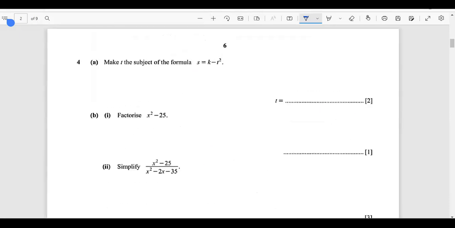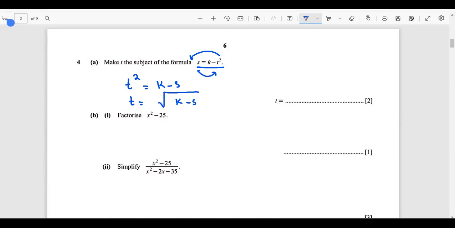It says, make T the subject of the formula S equals K minus T squared. Now we need to make T the subject of the formula. That means we need to separate T on one side. So I can just take T squared here and S on the other side. So this would give me T squared equals K minus S. And now I can take under root. So this would give me K minus S.